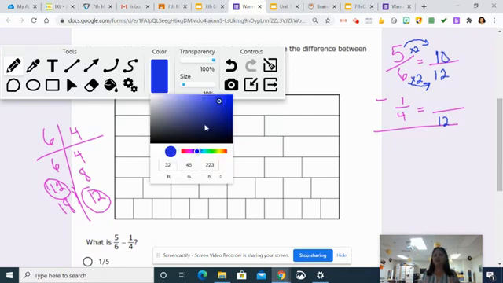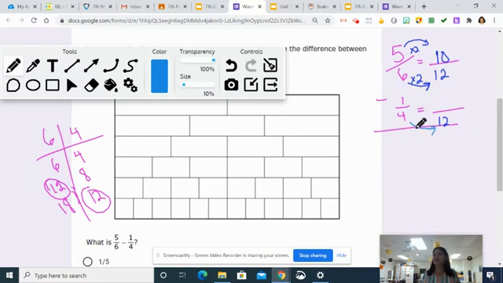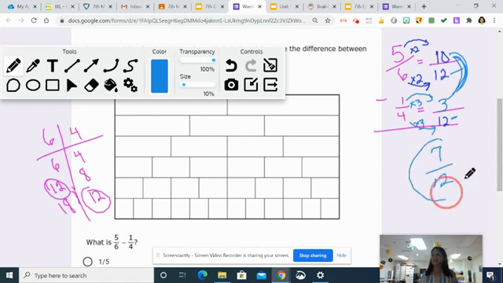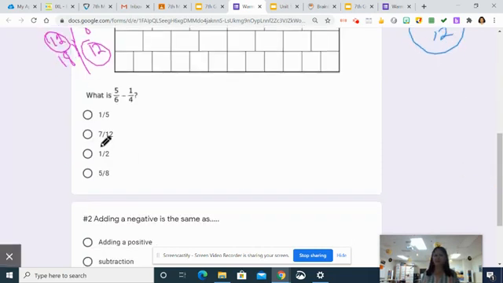Now we're going to do our bottom one. How do we get from 4 to 12? Times 3. And what is 1 times 3? 3. Now we can subtract. Now we have common denominators. Now all we have to do is subtract our numerators. 10 minus 3 is 7. So our answer would be 7/12.